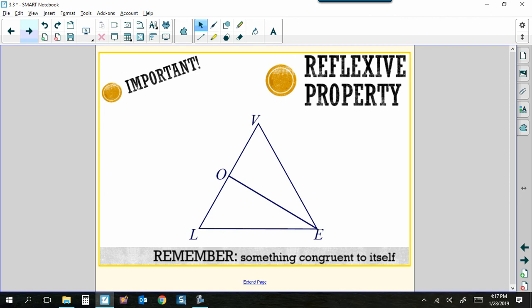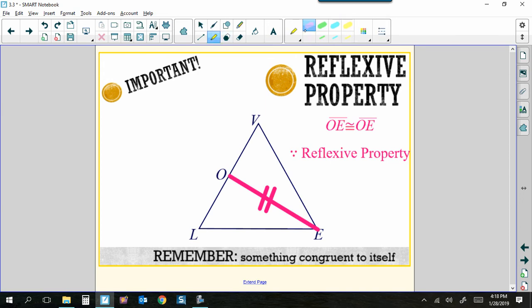We would say that OE is congruent to itself. So side OE in triangle LOE and OE in triangle VOE is congruent to itself. Why? Because of reflexive property. Just a little side note, if you ever see this, it is shorthand for the word because. 3 little dots where there's 2 on top, 1 on bottom, that means because. Or it can also mean therefore.